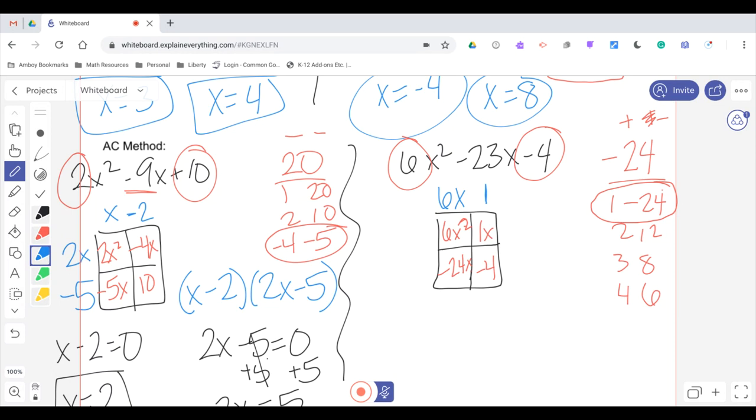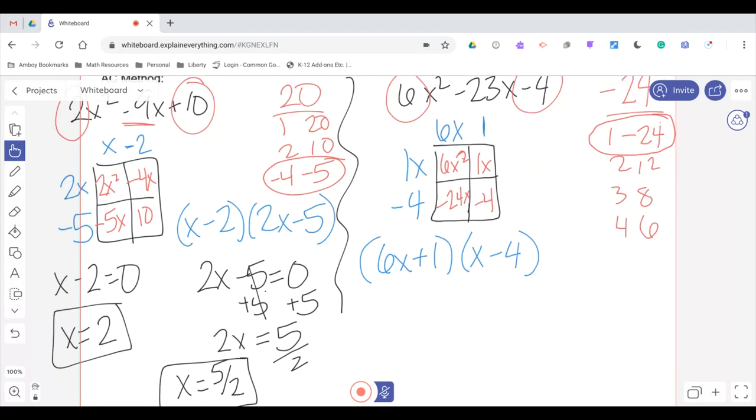Going to my top row, 6x squared and 1x, they both have x. And I could write 1 if I wanted to, but that's not necessary. And then on the bottom row here, I have both negative numbers, and 4 is the biggest number that goes into both of them. So my factors are 6x plus 1 and x minus 4.